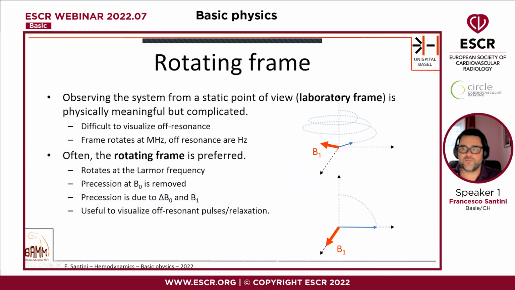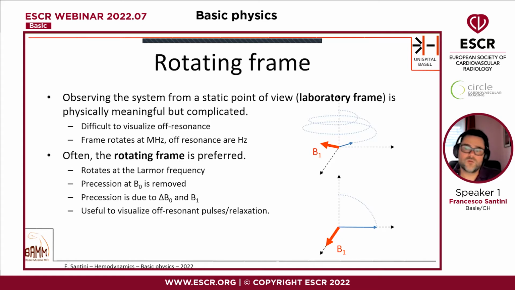Let's go one step forward, because this will help us understand what happens from a physical point of view. From our static point of view, which is called the laboratory frame, we see that our magnetization vector is doing a very complicated trajectory around the main magnetic field. Usually it's rotating like a spiral like this, because we have the B1 field during excitation, and when we stop the excitation, it goes back also doing a spiral, in a similar way, in the same direction. This is complicated to understand, because we don't understand spirals very well.